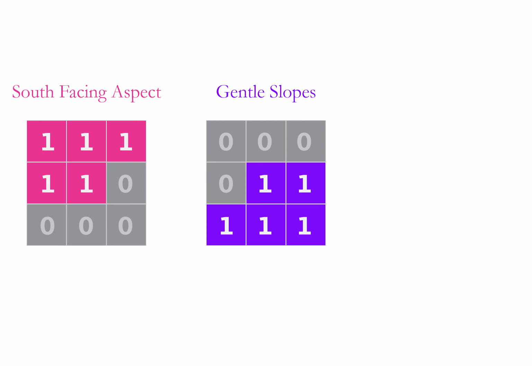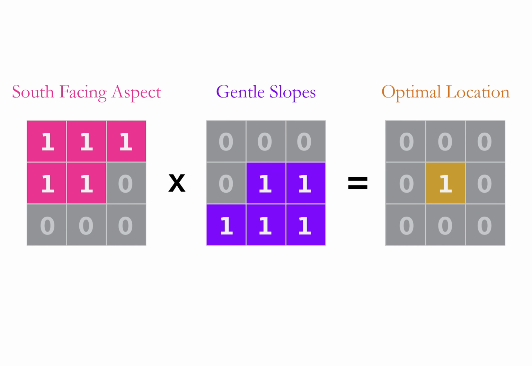We can find the optimal location by multiplying the two raster datasets together. Only the pixels where the overlapping conditions are true will result in a value of 1. Everything else will become a 0.